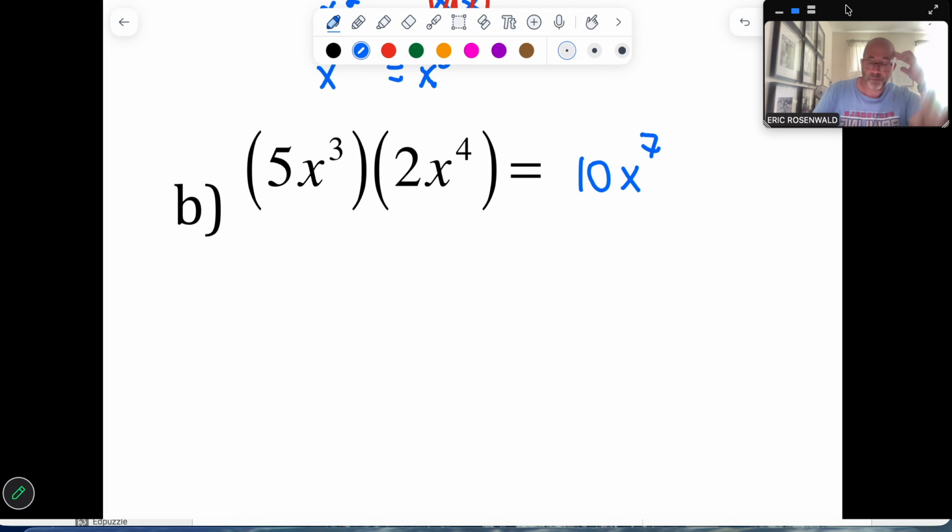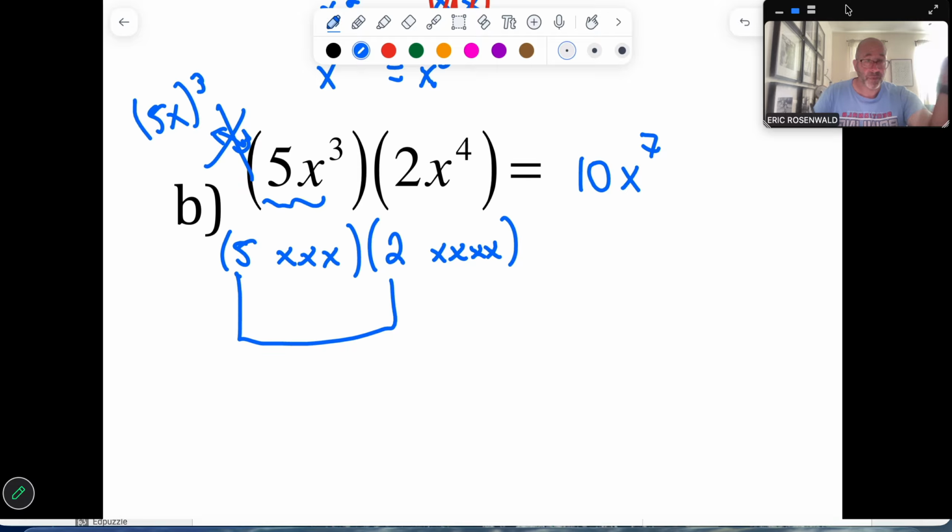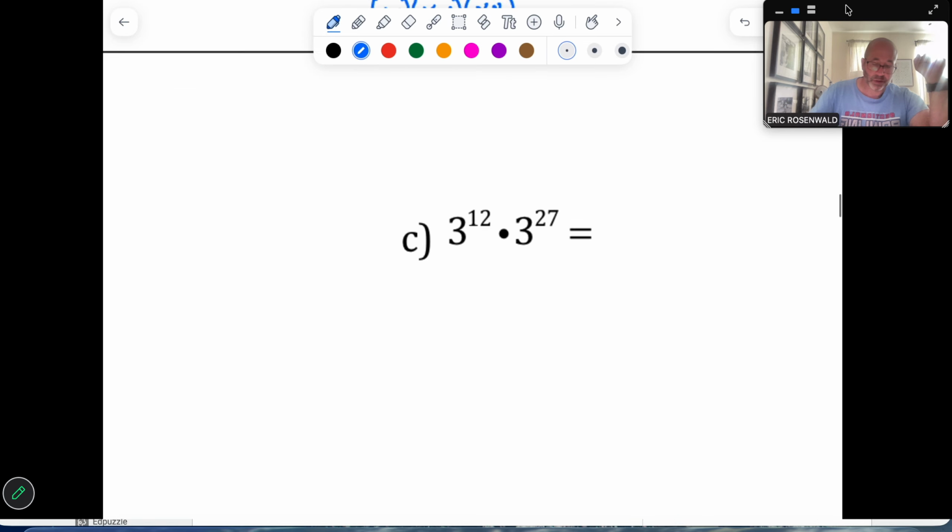But where does that come from? Well, if we look at what this part says, that really says 5, and then there's 3 x's there. That 3 is not being applied to the 5. Okay, remember, that's not the same as if I had said 5x to the 3rd. These are not the same. All right, and then this other thing, this says 2, and then there's 4 x's on here. So if I multiply all this stuff together, 2 times 5 gives me that 10 that's there, and then there are 7 x's involved.